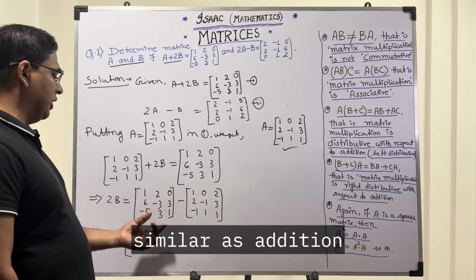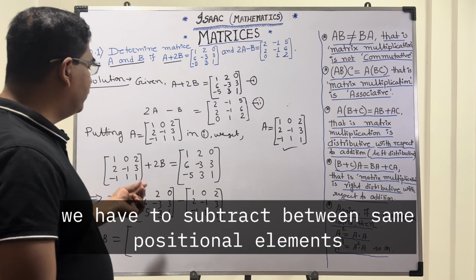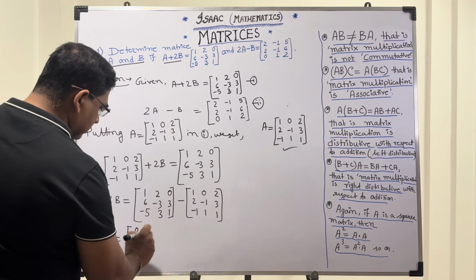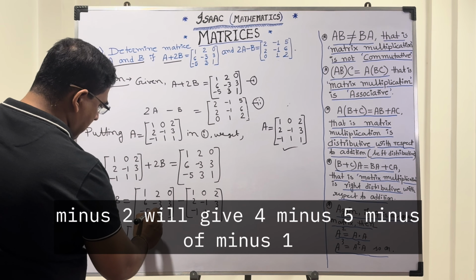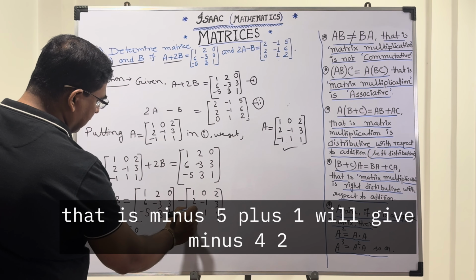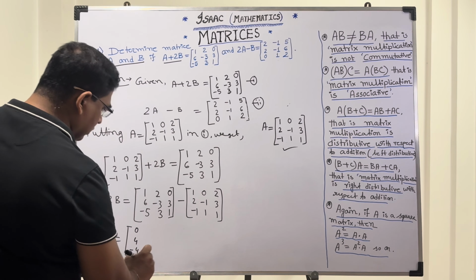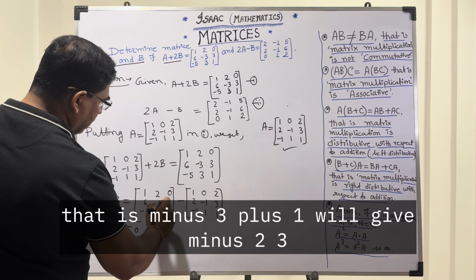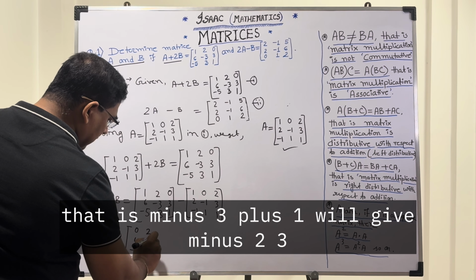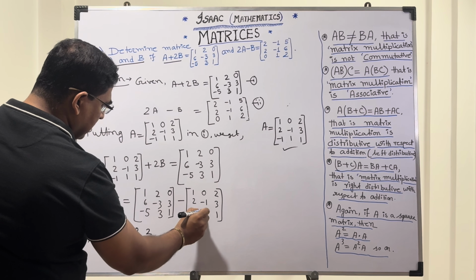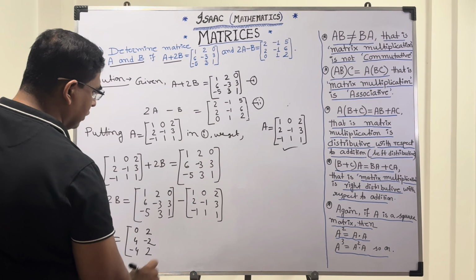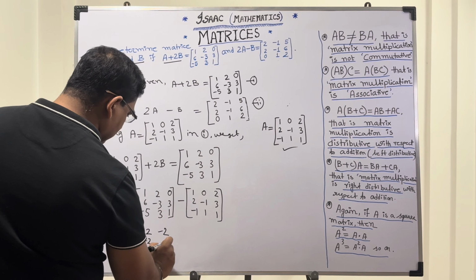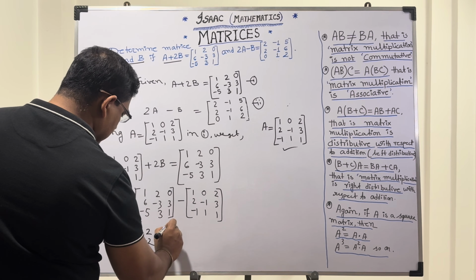Similar to addition, we have to subtract between same positional elements. Okay. So 1 minus 1 will give 0. 6 minus 2 will give 4. Minus 5 minus of minus 1, that is minus 5 plus 1, will give minus 4. 2 minus 0 equals 2. Minus 3 minus of minus 1, that is minus 3 plus 1, will give minus 2. 3 minus 1 will give 2. 0 minus 2 will give minus 2. 3 minus 3 will give 0. 1 minus 1 will give 0.